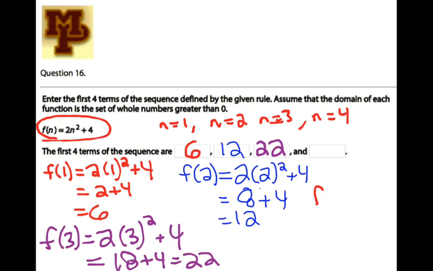So we have f of 4 equals, and I might run out of room, but we'll see here. So we got 2 and then 4 squared, and then plus 4. So that's going to give you 16, this part here, 16 times 2, so that's 32 plus 4, so that's 36. So 36 is your fourth number.